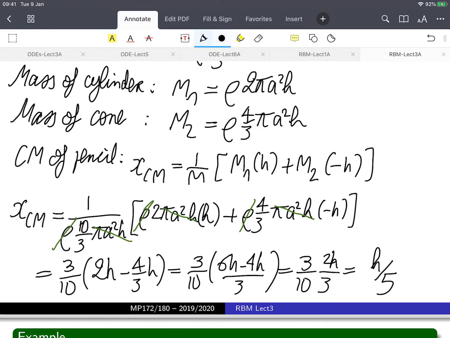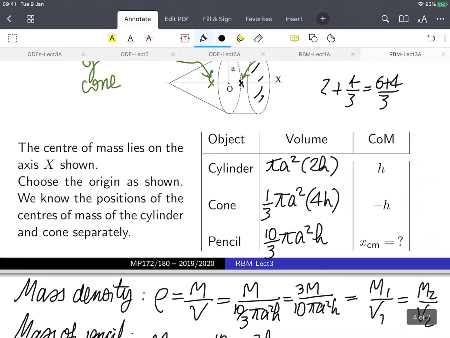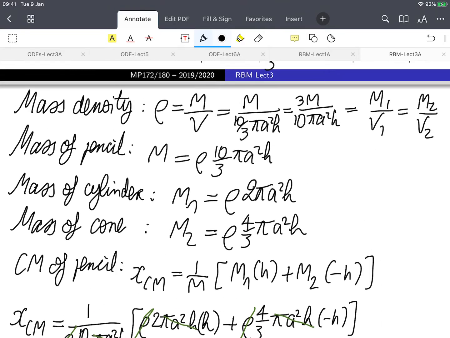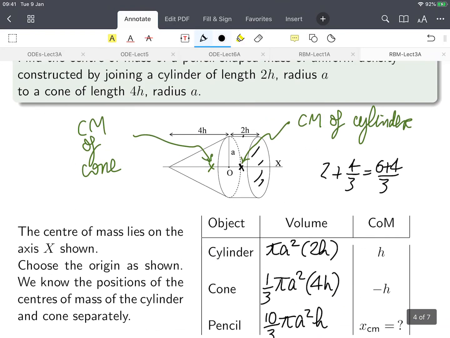So for the pencil, like the volume, you said it was just H, right? For the cone. For like the pencil as a whole. So the pencil has a hole. We just computed it here. Yeah, H over 5. So it's going to be inside the cylinder rather than inside the cone. Yeah, we find the positive number, so it's going to be somewhere here.